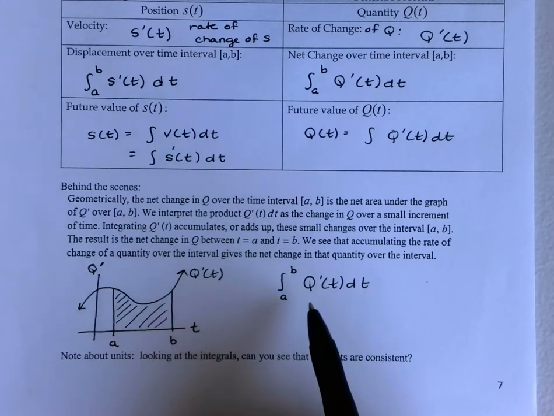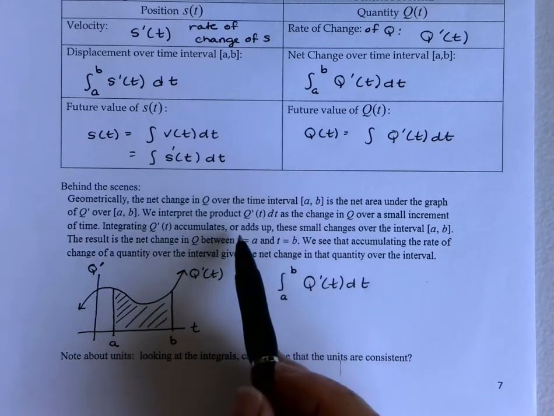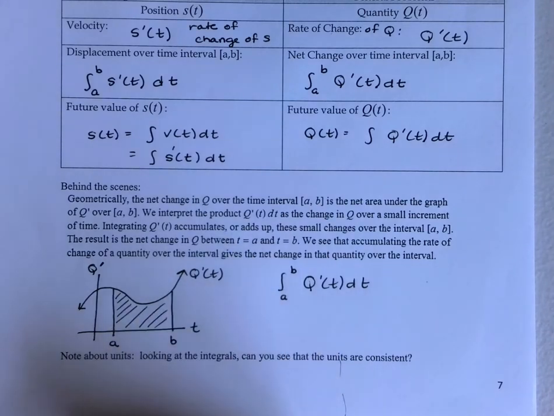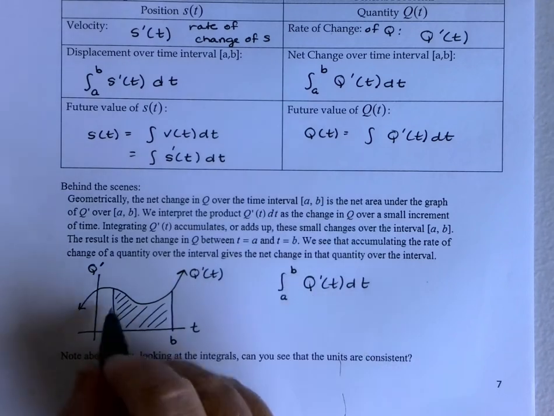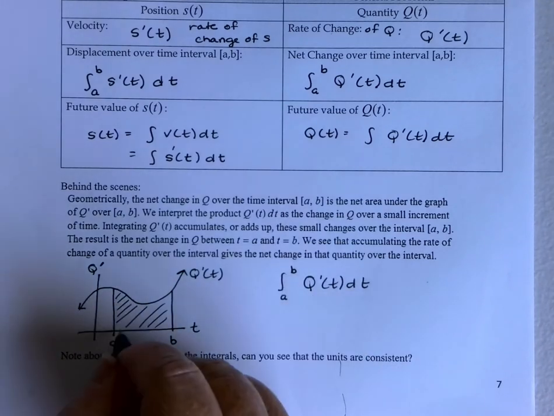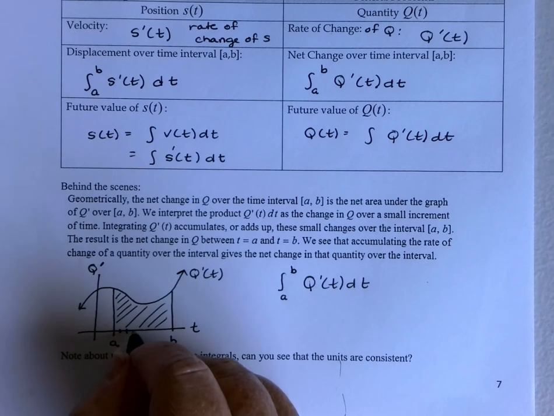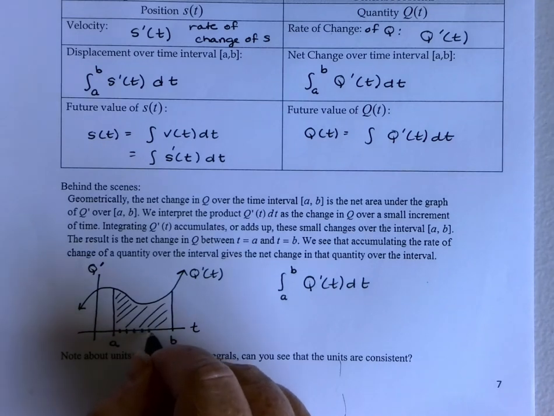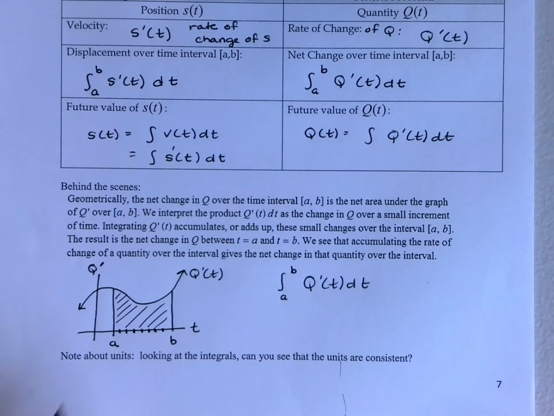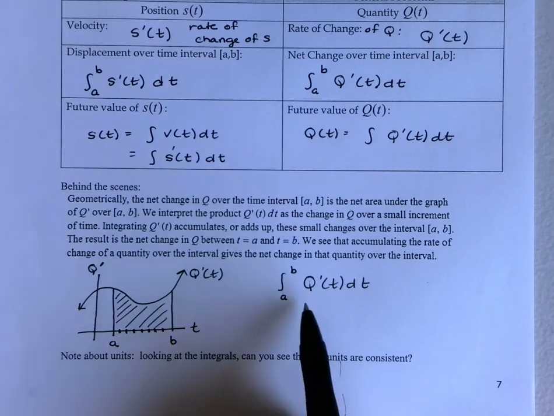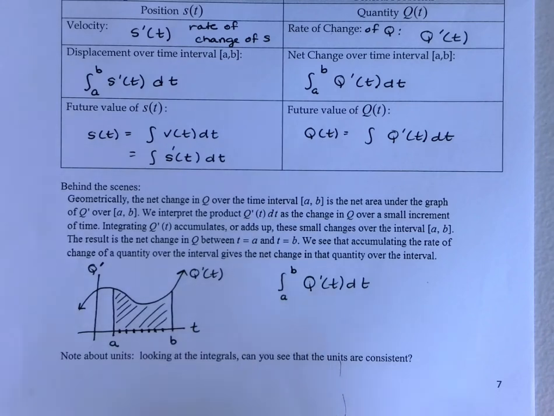Think for a moment about what's happening here. It essentially adds up all of the small little changes, all of the little values of Q prime over tiny little intervals. You could imagine breaking up this interval from A to B into little tiny pieces. And over each time interval, it takes into account how much Q has changed in that time interval. And then the integral essentially adds up all of those changes, giving us the net change in the quantity.